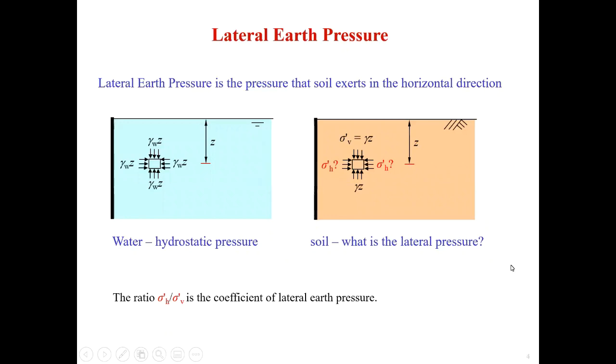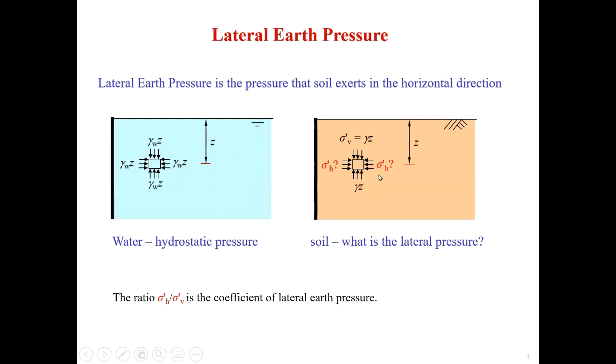Now let's make some comparisons between water and soil. For water in the state of static equilibrium, any small element bears the hydraulic pressure in both the horizontal and vertical direction. So water is normally an isotropic material, which means the properties of the water are the same in all directions. So we know the vertical stress equals the lateral or horizontal stress, as P equals rho w times g times h, and also u equals gamma w times z.